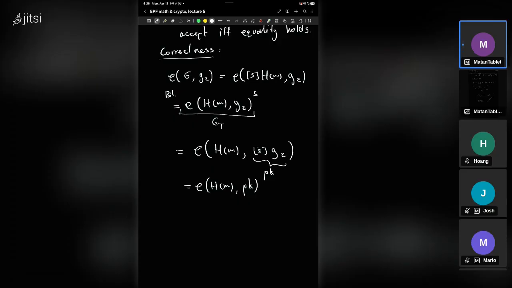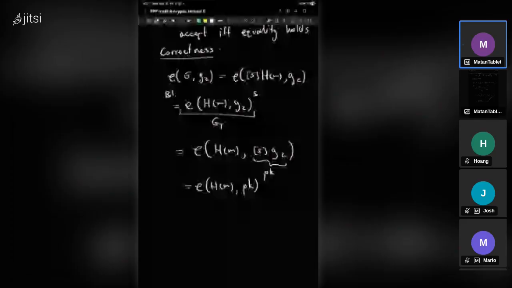So far, questions about this scheme? I want to show aggregation, but I don't want to rush it. Okay. Yes, okay. So no questions so far, I see.